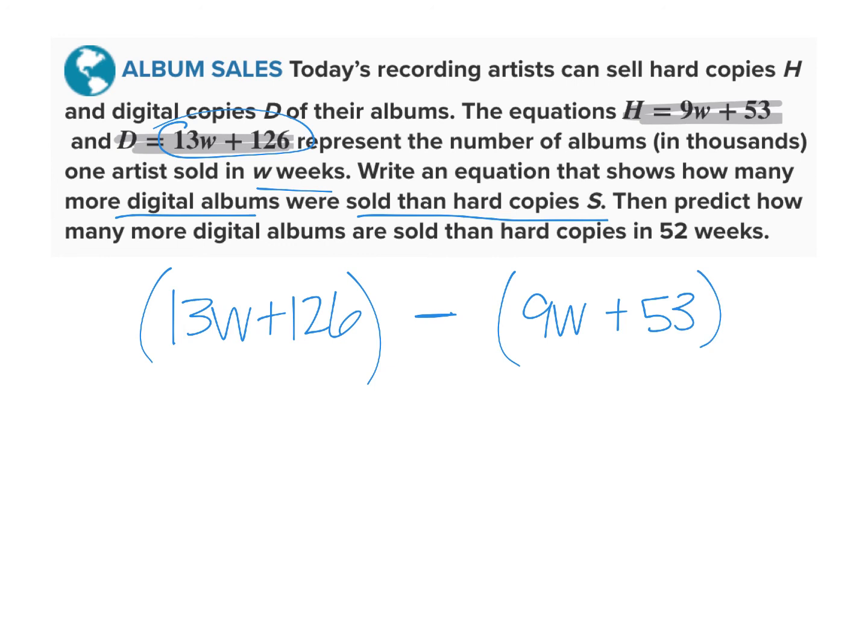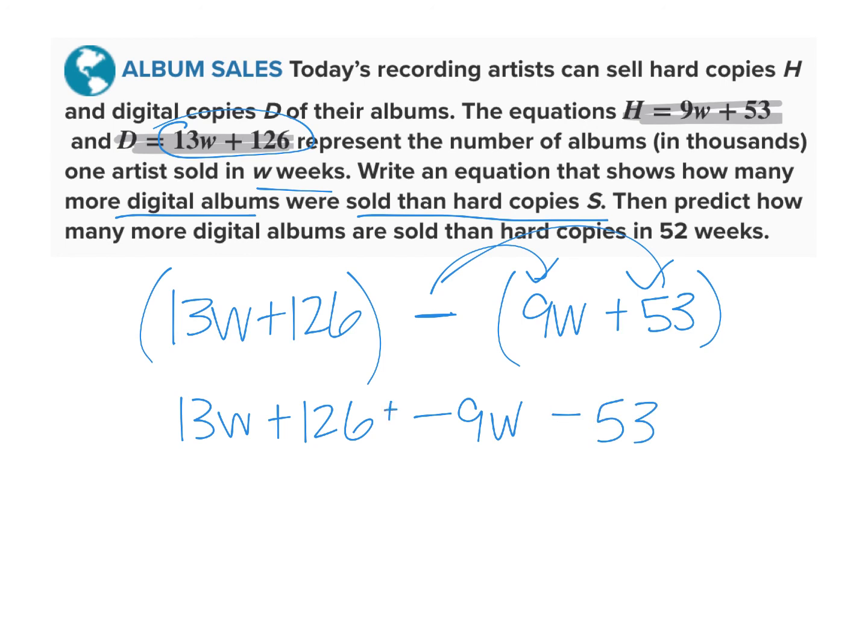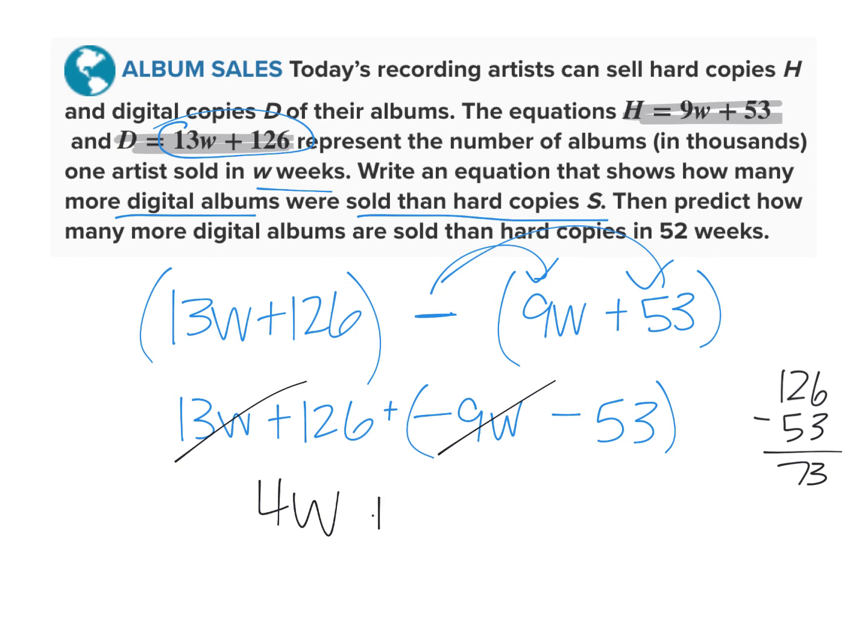Now I can work this out. I have 13W plus 126, and I minus everything inside there, so minus 9W and minus 53. If you'd like to write it like this, you can. Now 13W take away 9W gives me 4W. And then 126 minus 53 is 73, as long as I'm doing my math right, because I'm doing this quickly. That's how many more were sold.